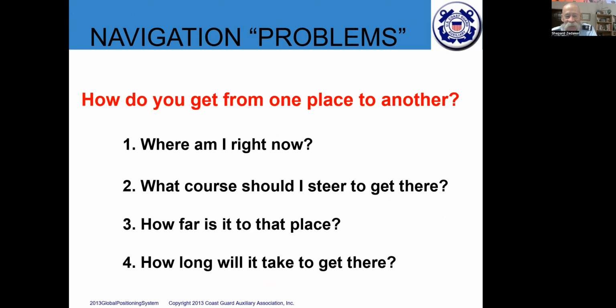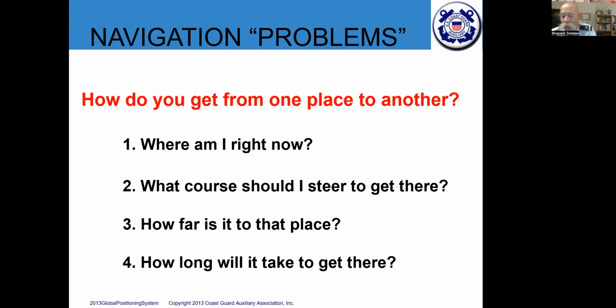Okay. So these are navigation problems that we encounter. I say problems, they're really questions that you would have as a navigator. How can I get from one place to another? Okay. So the first thing that's important to know is, where am I right now? Can I put a point on a map where I am right now?